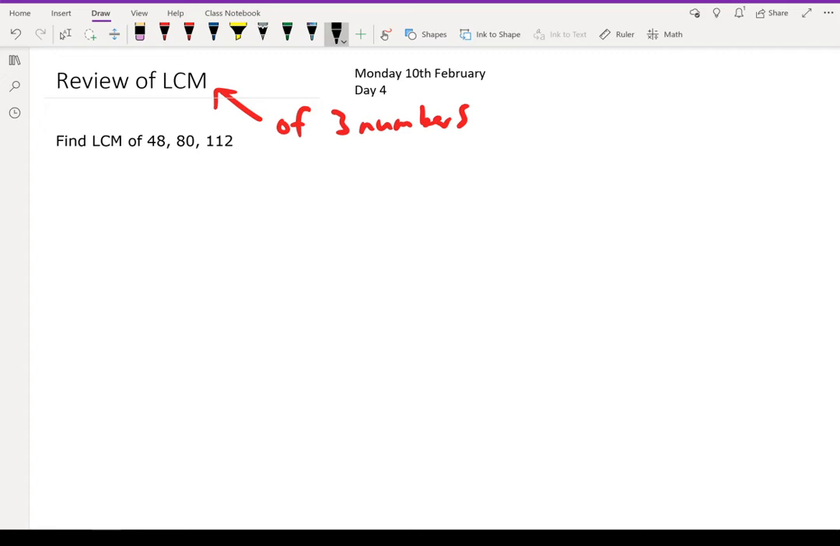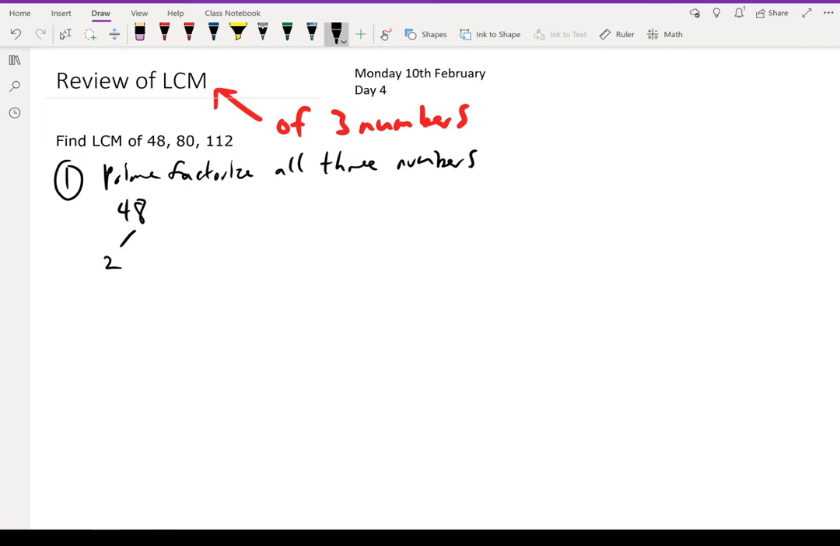So I'm going to do an example. We're going to find the LCM of 48, 80, and 112. Step 1 is I'm going to prime factorize all three numbers. So I'm going to do 48 over here.